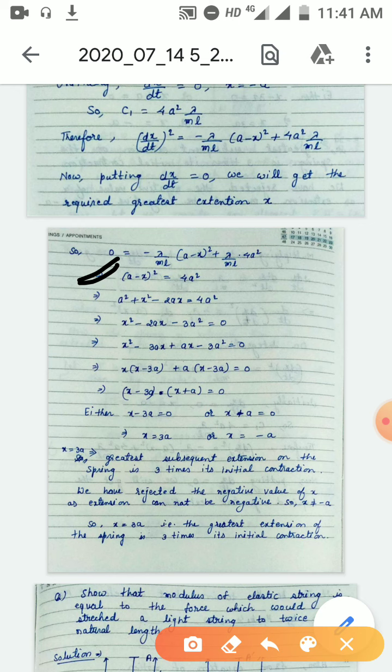Splitting the middle term, we have to factorize this. So we can write it as x squared minus 3ax plus ax minus 3a squared equal to 0. This implies x into (x minus 3a) plus a (x minus 3a) is equal to 0. This implies (x minus 3a) into (x plus a) is equal to 0.